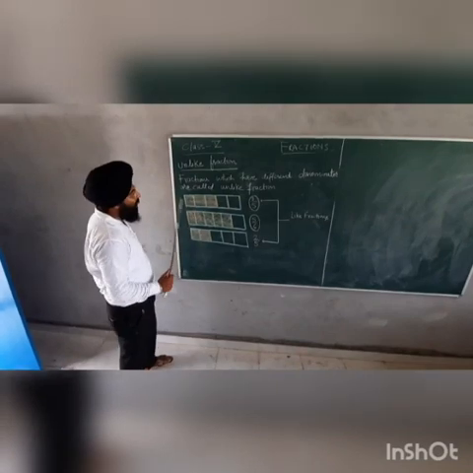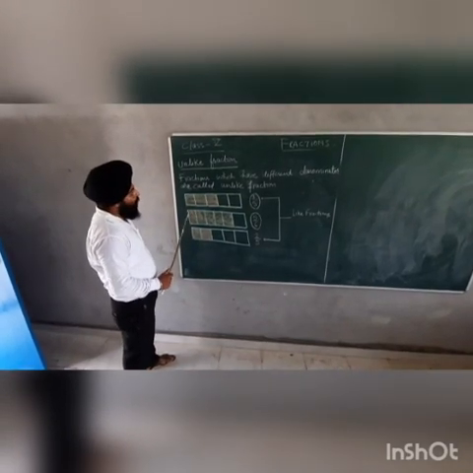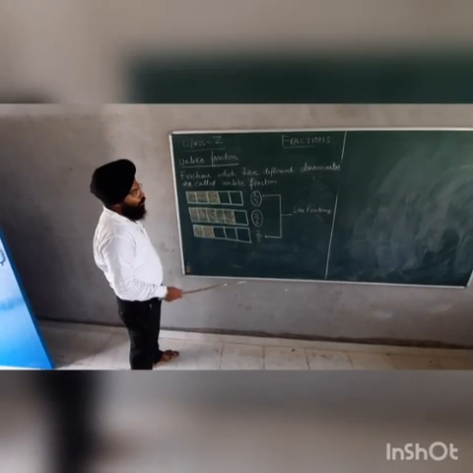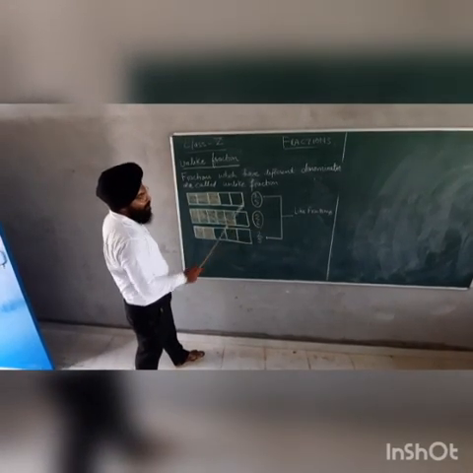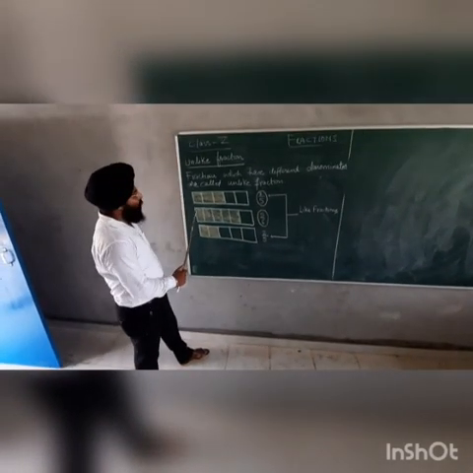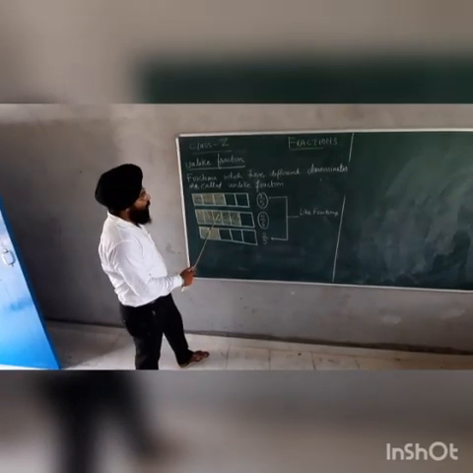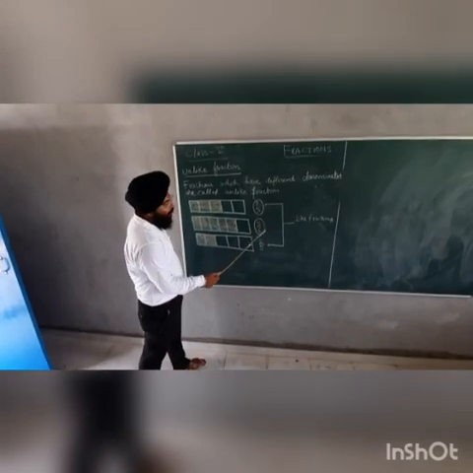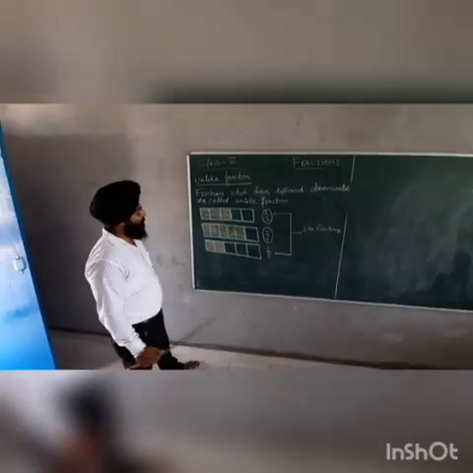In the next rectangle, how many boxes are there? 1, 2, 3, 4, 5, 6. How many boxes are there? 6. And how many are shaded? 1, 2, 3, 4, 5. 5 boxes are shaded out of 6.